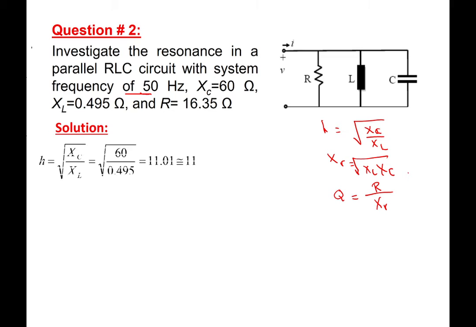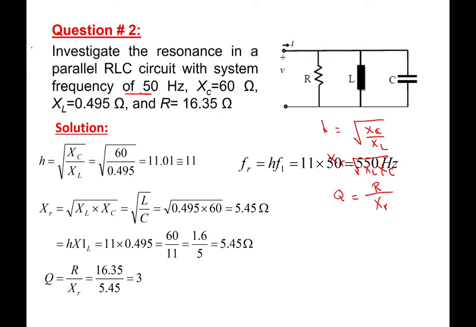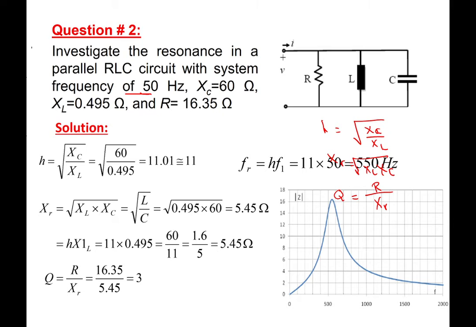So again H will be 11, then XR will be 5, and Q will be R over XR, and that will be 3. You will note that the total impedance at resonance will be equal to R, since those two values will be the same. As a result, the total impedance will be 16.35. And look at the impedance: it has maximum value at resonance.